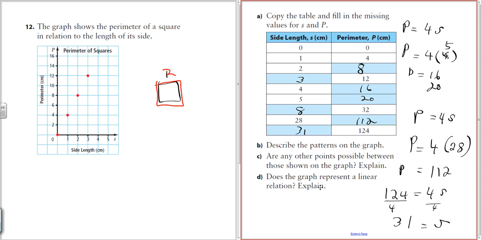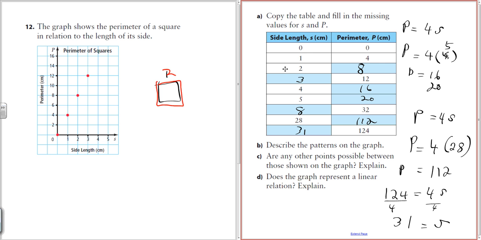That was exciting. Describe the patterns in the graph. Well, we already did that. We filled in the chart. The pattern is that for every centimeter in side length, the perimeter is 4 times greater, and we know that just from basic logic. Are there any other points possible between those shown on the graph?